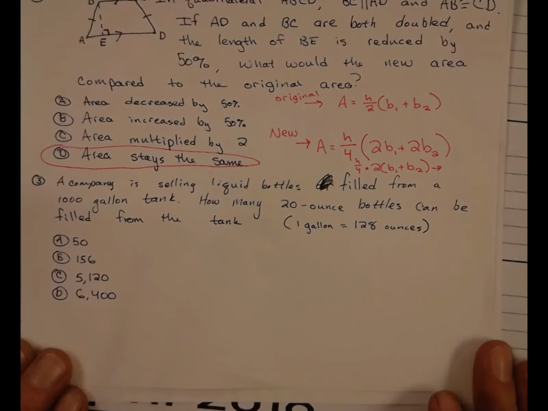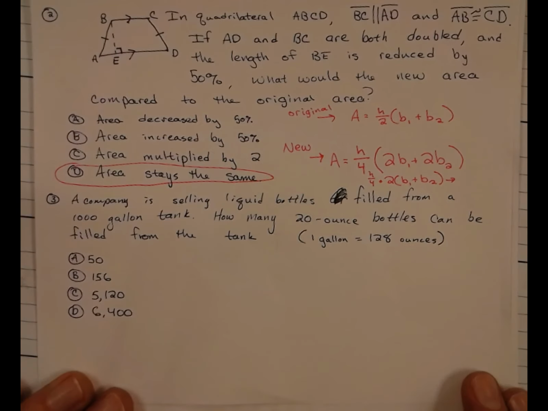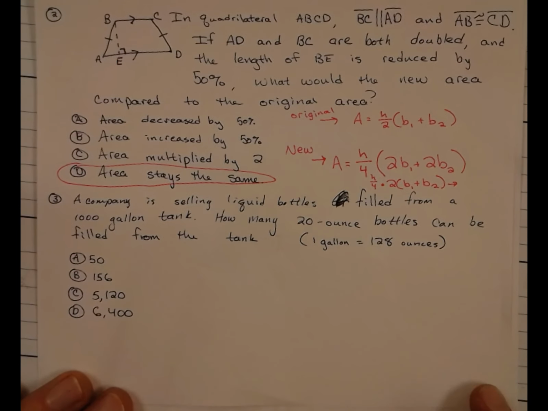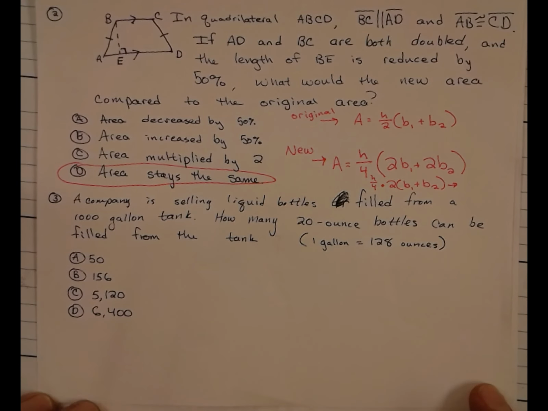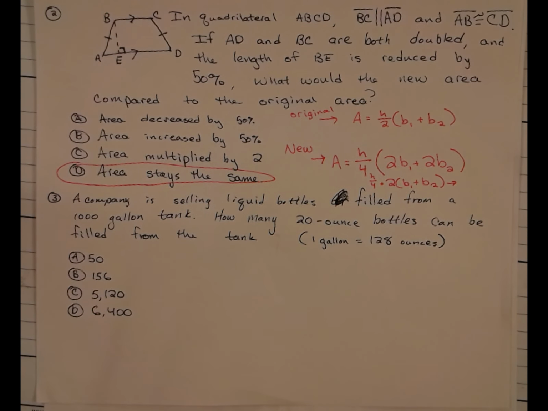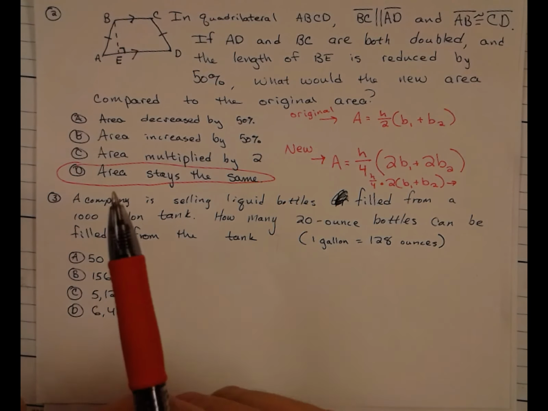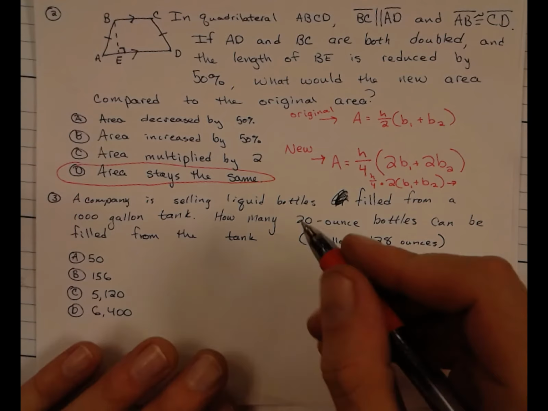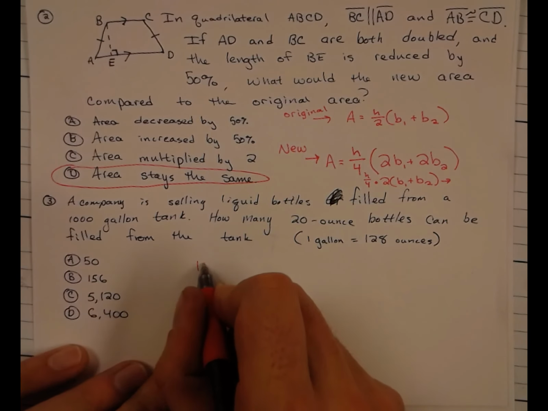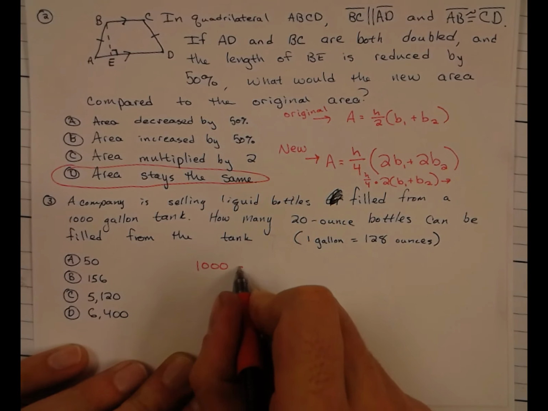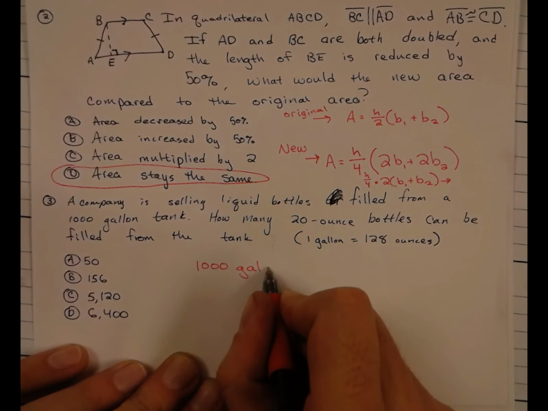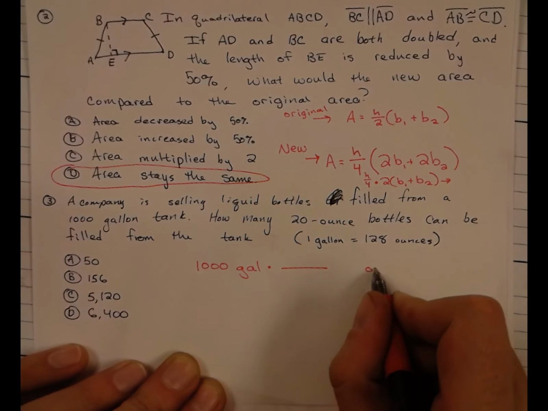All right, last problem, and then we'll call it a video. A company is selling liquid bottles, I think it was soda in the problem, filled from a 1,000-gallon tank. How many 20-ounce bottles can be filled from the tank? And then there's a little unit conversion hint that there are 128 ounces in 1 gallon. So what I think we should start off by doing is, let's figure out 1,000 gallons. How many ounces does that equal?